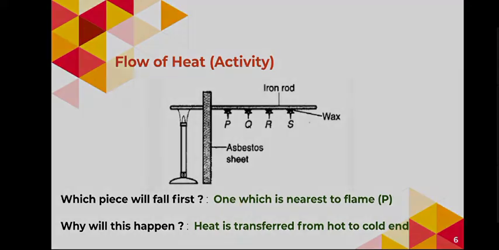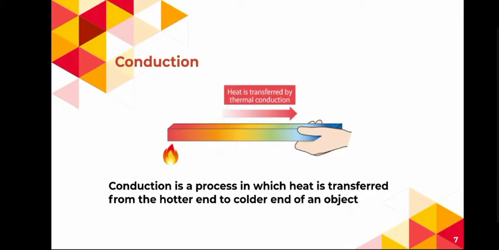Children, the process by which heat is transferred from the hotter end to the colder end of an object is known as conduction. What is it known as? It is known as conduction. So what is conduction? Conduction is a process by which heat is transferred from the hotter end to the colder end of an object.